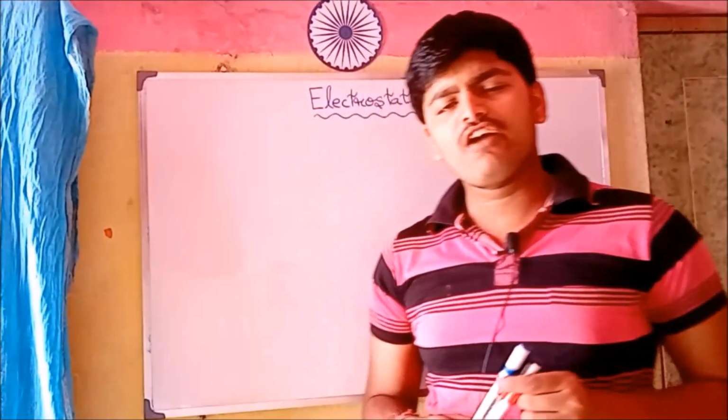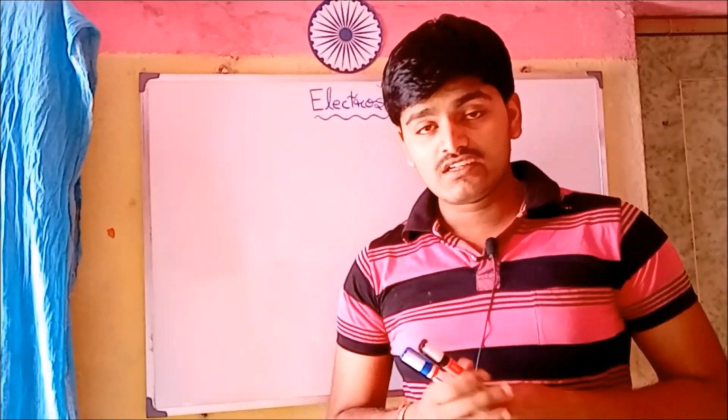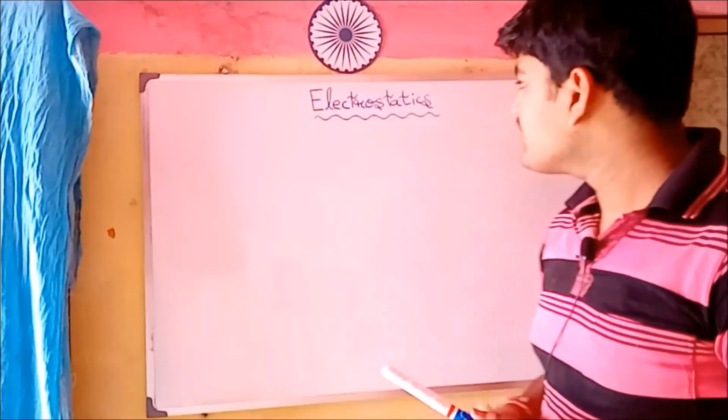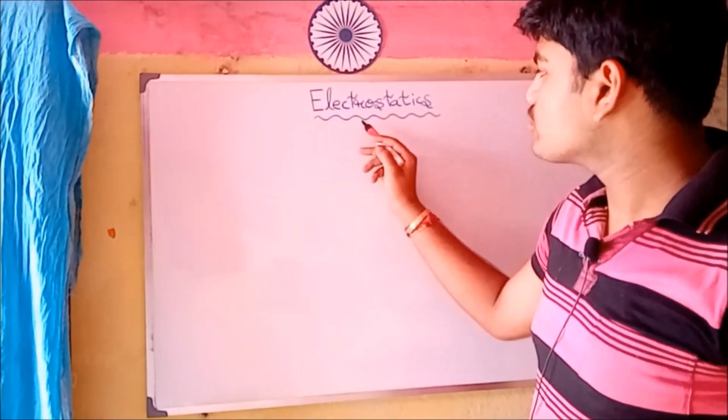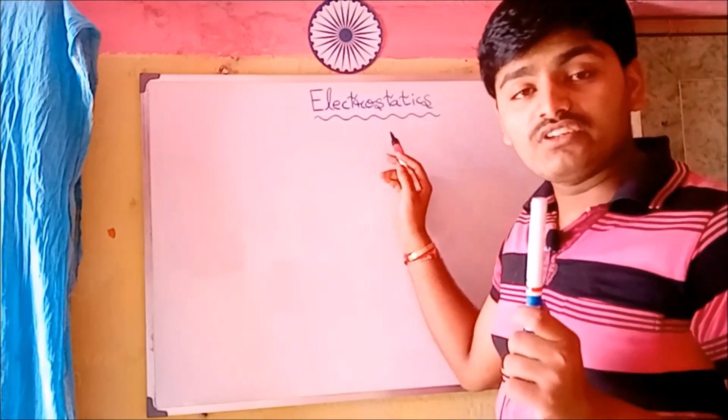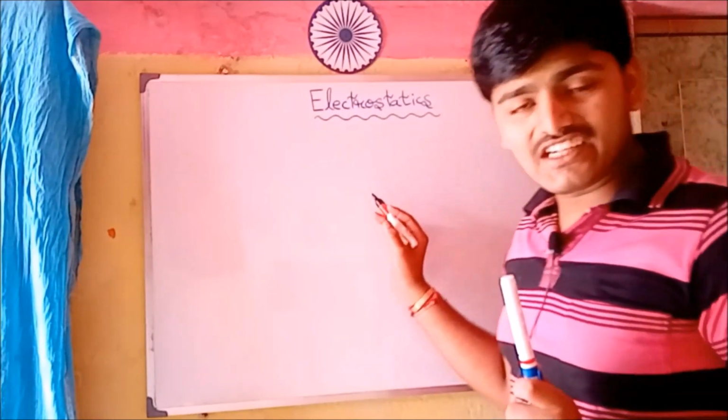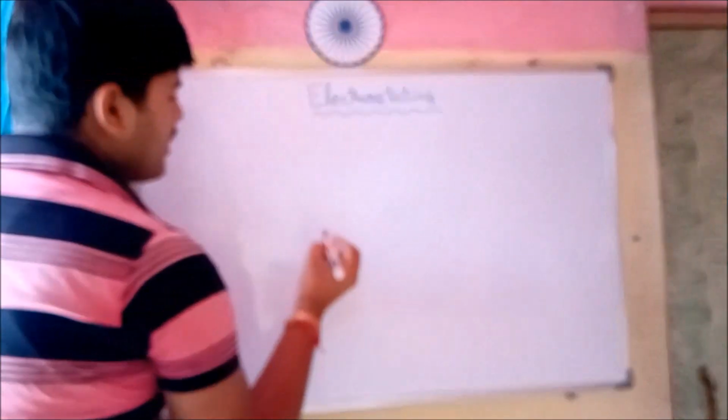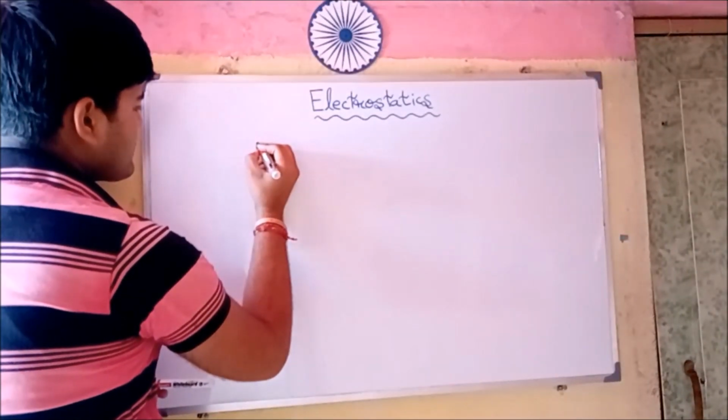Now, the term electrostatics defines two entities. What are those entities? Electro and statics. The term electro basically refers to anything related to electron or electric current. To write electric current, we will basically write it as electron.